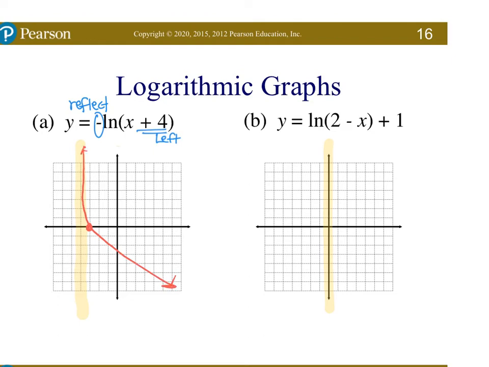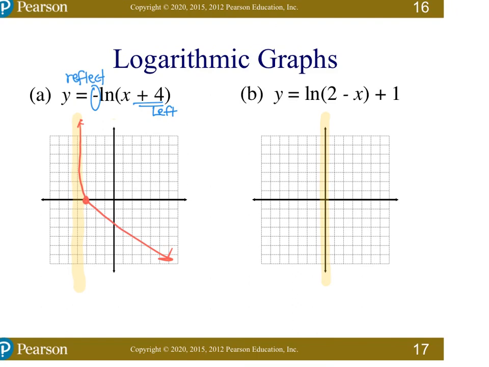So let's talk about the domain and the range of this graph. For the domain, we're going to use the symbol greater than 0, and that would be x plus 4. And so subtract 4, so x must be greater than negative 4, and we can tell that from our graph. There's an asymptote at negative 4, and everything's to the right of that, so this is greater than, so that's our domain.